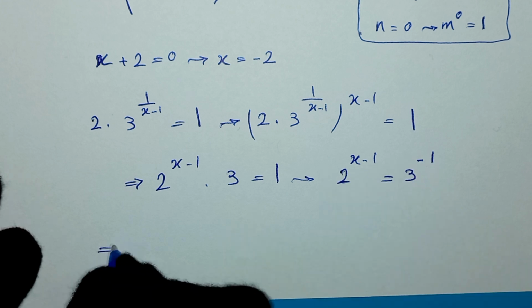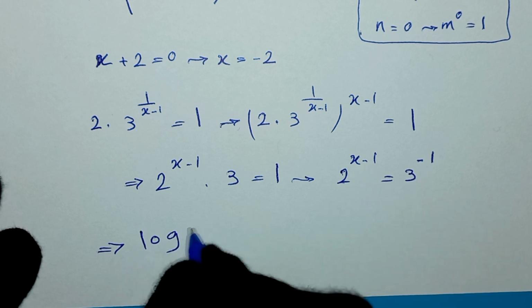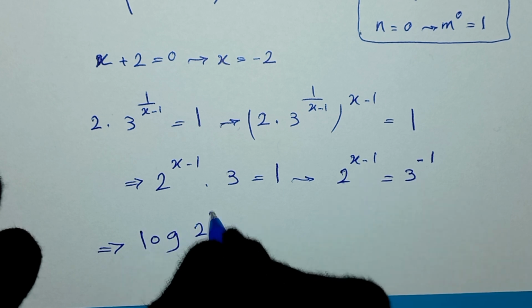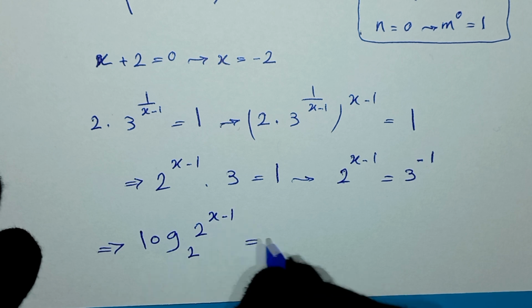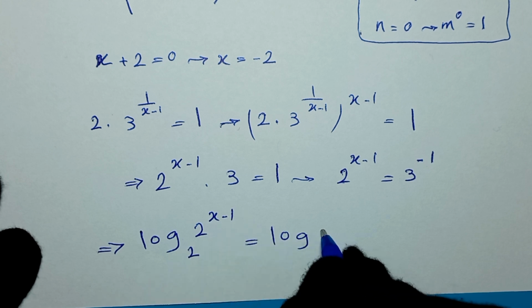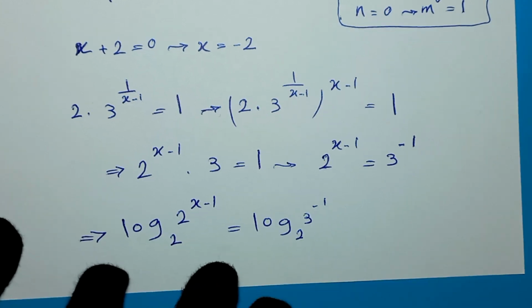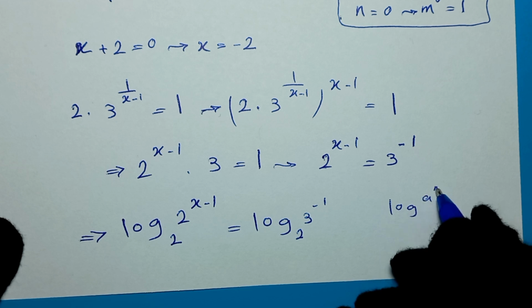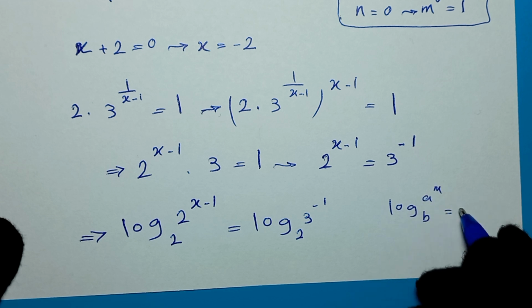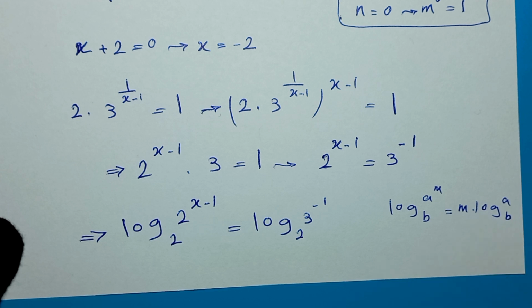So if we apply log base 2 to both sides of this equation, it will be log of 2 to the power of x minus 1 to the base 2 is equal to log of 3 to the power of negative 1 to the base 2. And as you know, if we have log of a to the power of m to the base b is equal to m times log of a to the base b, right?